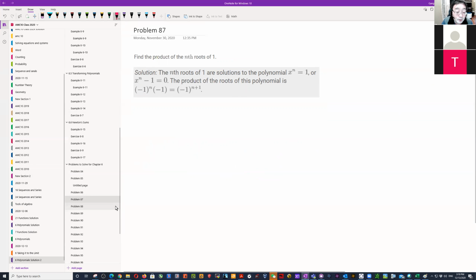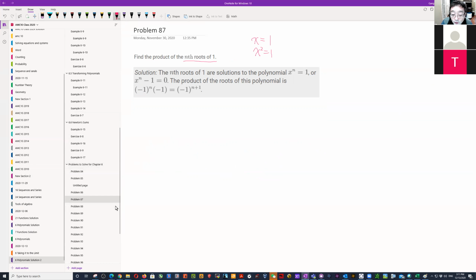Yeah, so the next question is to find the product of the nth roots of 1. For example, the first root of 1 is obviously x equal to 1. You can do a few examples. X squared equal to 1, obviously you have positive and negative 1. X cubed equal to 1 is actually the nth root, the product of the nth roots.